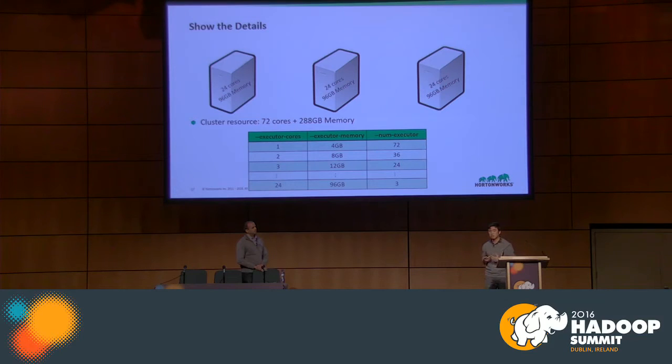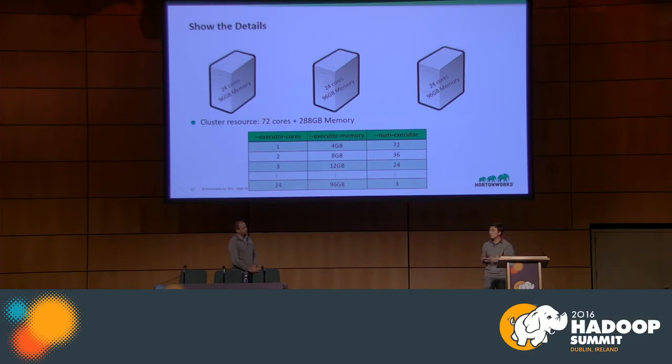Now we have a cluster with 3 nodes. Each node has 24 cores and 96 GB of memory. So in total, we will have 72 cores and 288 GB of memory. With this fixed amount of resources, how do we choose executor cores and executor memory? As I listed in this table, we have different choices. We can choose a small executor size, say 1 core and 4 GB of memory per executor. Then with this fixed amount of cluster resources, we can allocate 72 executors for this application.